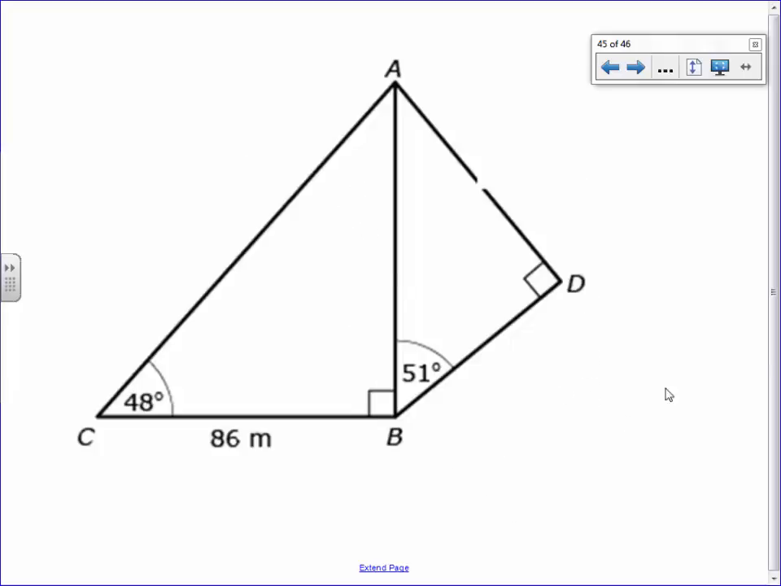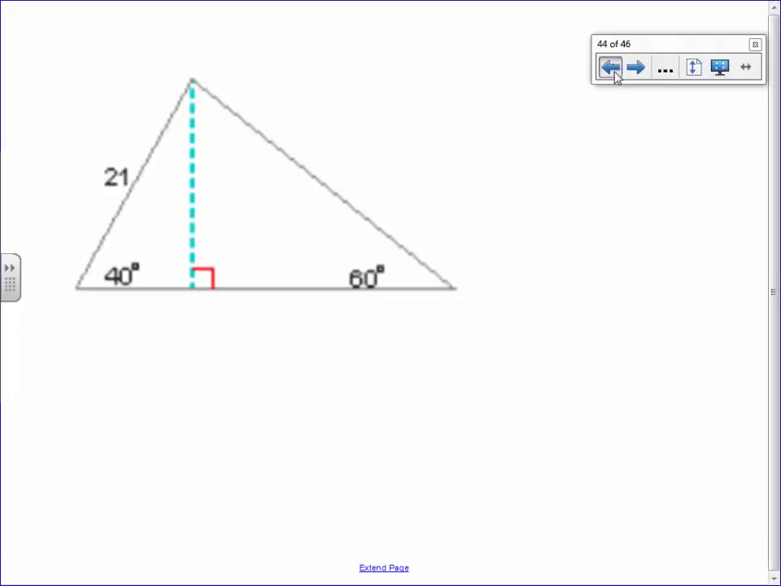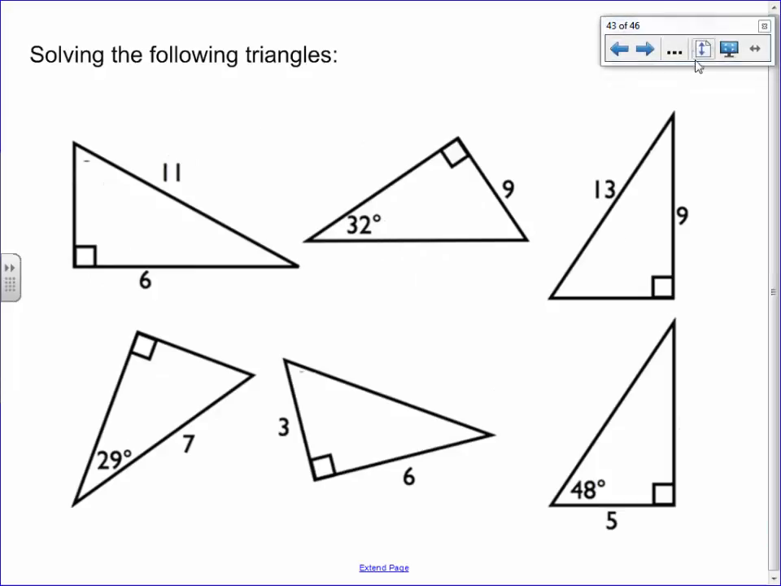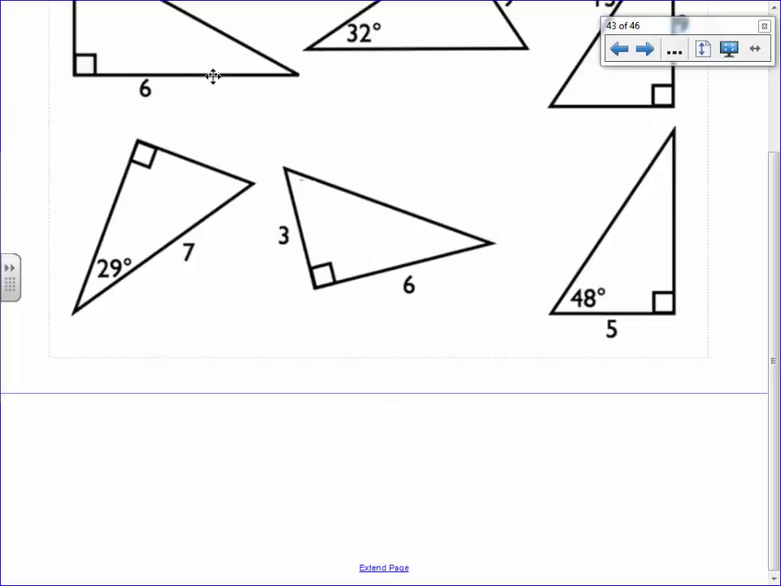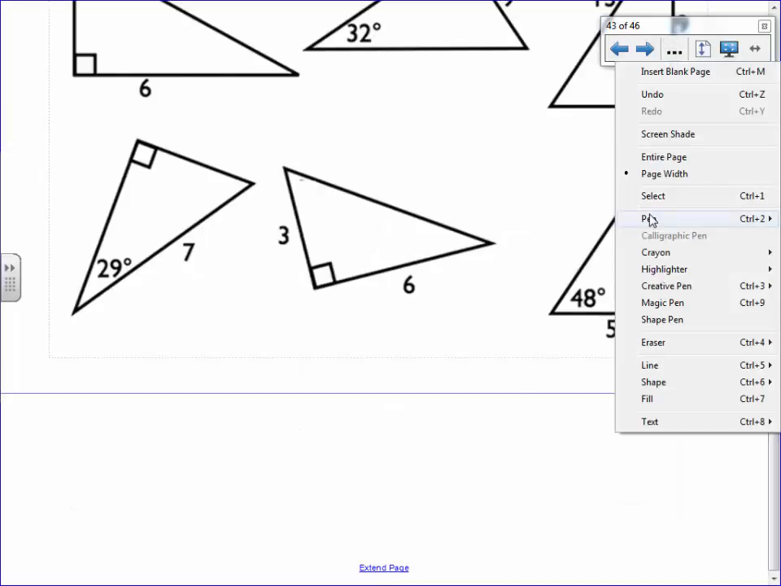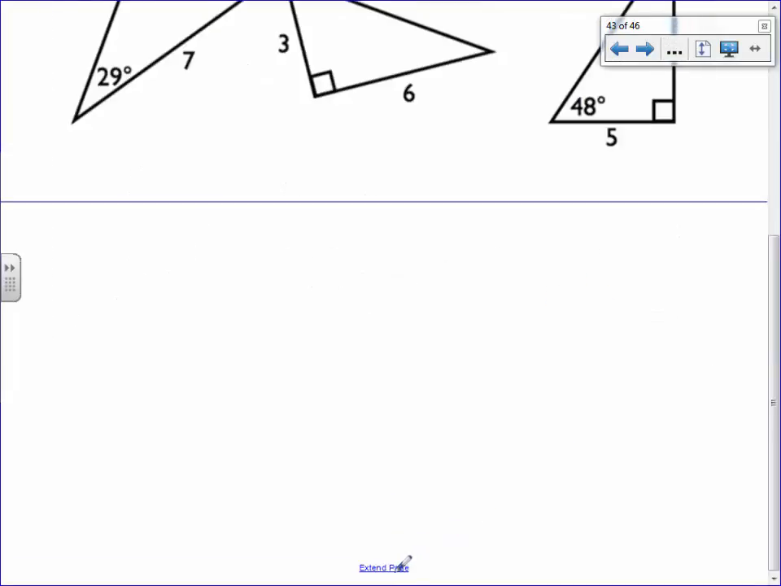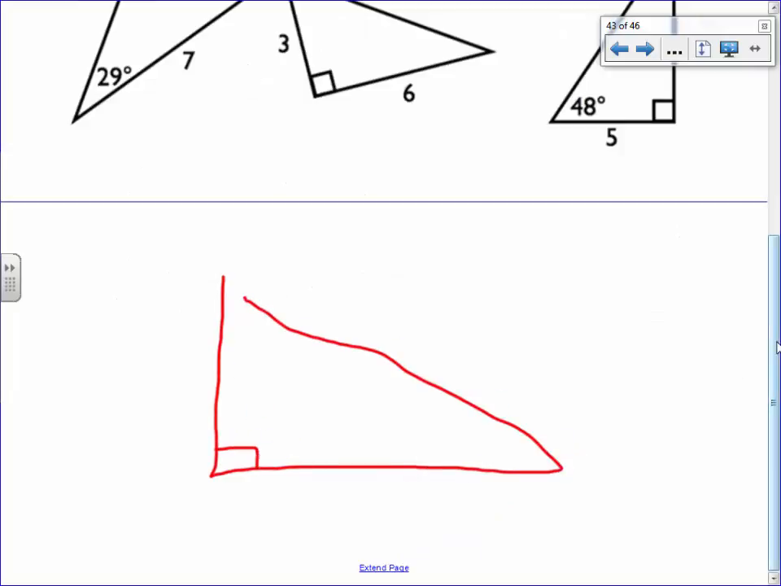So let's do a couple last examples just to summarize our unit. I don't think I should do all of these ones here, but why don't we pick a couple to try? Why don't we start with the first one up here in the corner? So, can I copy it? No, I can't. I'll just redraw it. So it looked like this. 11 and 6.